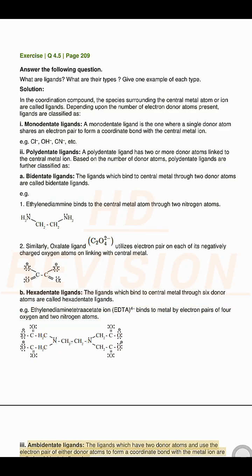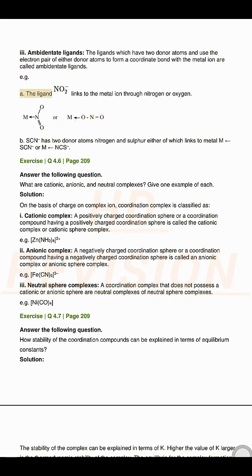III. Ambidentate ligands. The ligands which have 2 donor atoms and use the electron pair of either donor atom to form a coordinate bond with the metal ion are called ambidentate ligands. E.g., A. The NO2- ligand links to the metal ion through nitrogen or oxygen. B. SCN- has 2 donor atoms, nitrogen and sulfur, either of which links to the metal: M←SCN or M←NCS.